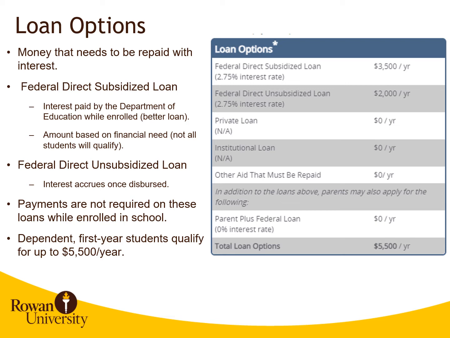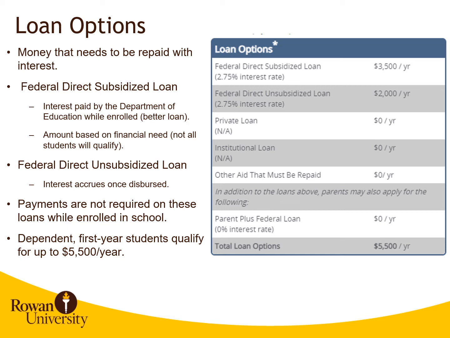So for example, the subsidized loan listed here, that loan is subsidized, meaning the government is paying the interest on that loan while the student is in school. And the unsubsidized portion, the interest accrues once the loan is disbursed. But in both cases, these loans do not require payment while the student is in school. And again, the standard amount for students is $5,500 a year for first year students. There's really no way for the student to request an increase of that. That's the standard amount that students are eligible for their first year.